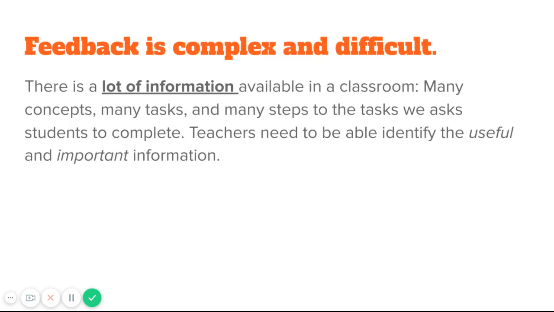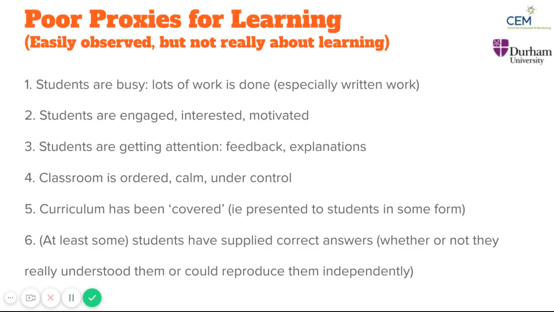The difficulty for this comes from the fact that there's an awful lot of information available to teachers in a classroom. So we need to be able to identify what's useful and what may be important at any point in a lesson. This is complicated by what the CEM identified called the poor proxies for learning. So these are things that are very easily observed but won't necessarily tell you about what the students are learning. So students being busy or engaged, or if the teacher is providing feedback or explanations to students, if the classroom seems ordered and well behaved, all do not necessarily tell you about what students are learning.